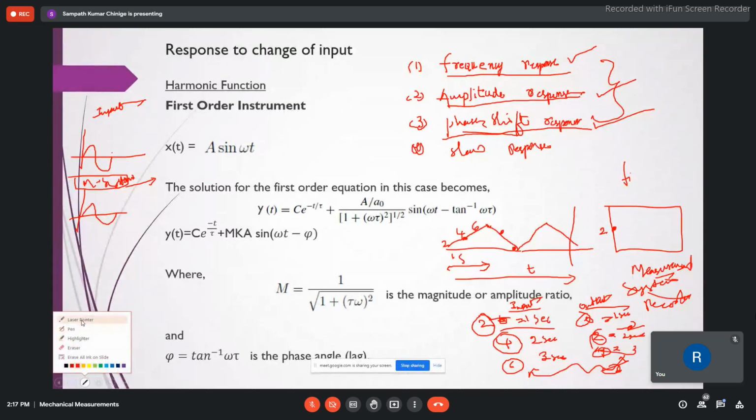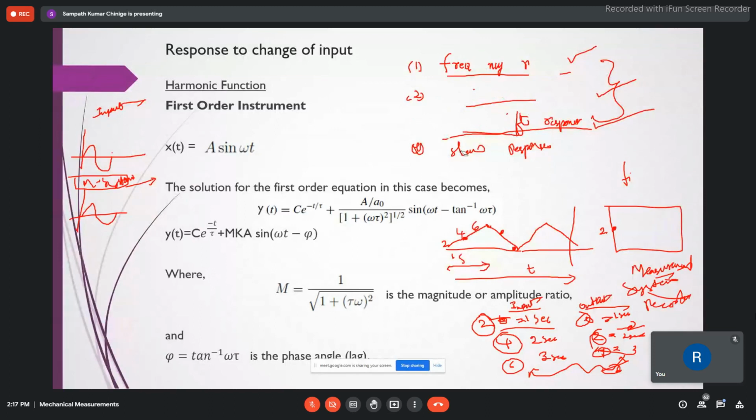So in the first order system, just a moment. Now first we are giving a harmonic function, and then we are looking at the behavior of the first order systems. Let us take a small sinusoidal kind of a thing. Your input is x of t equal to A sine omega t.